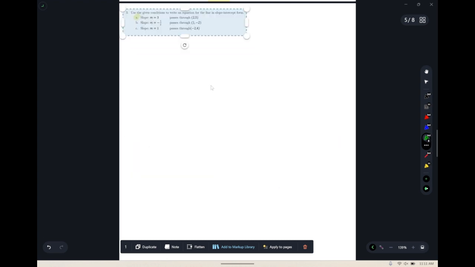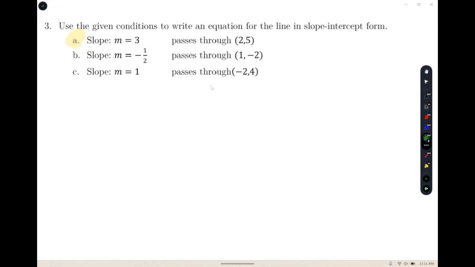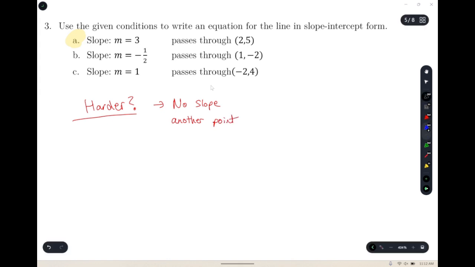Anybody have any thought of how they might make it one step harder? Cut out the slope, but they would have to give you something instead of the slope. 2 points. Yeah, that's just one step harder than this. So I would think one step harder would be no slope and another point, which is totally allowed. It's not even going to be that much harder. It's just one more step.